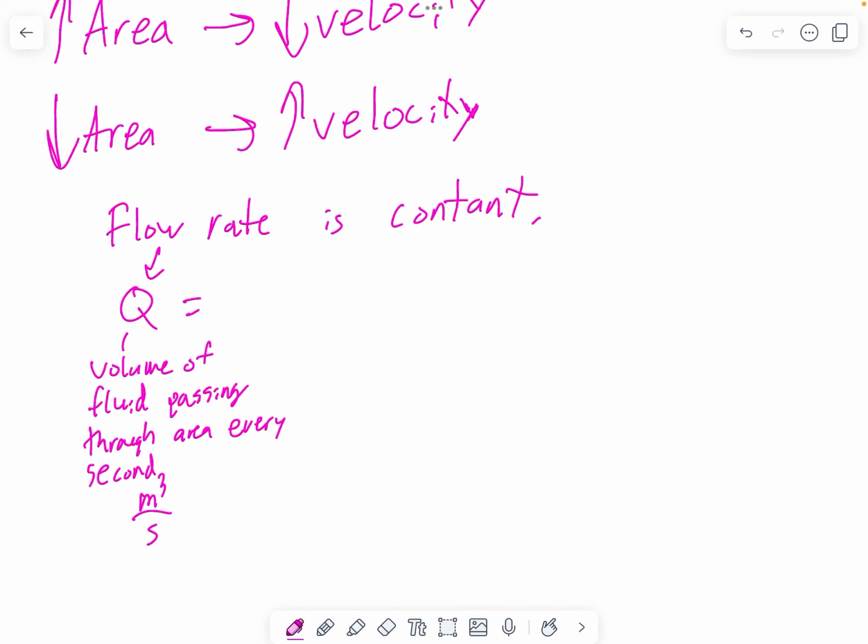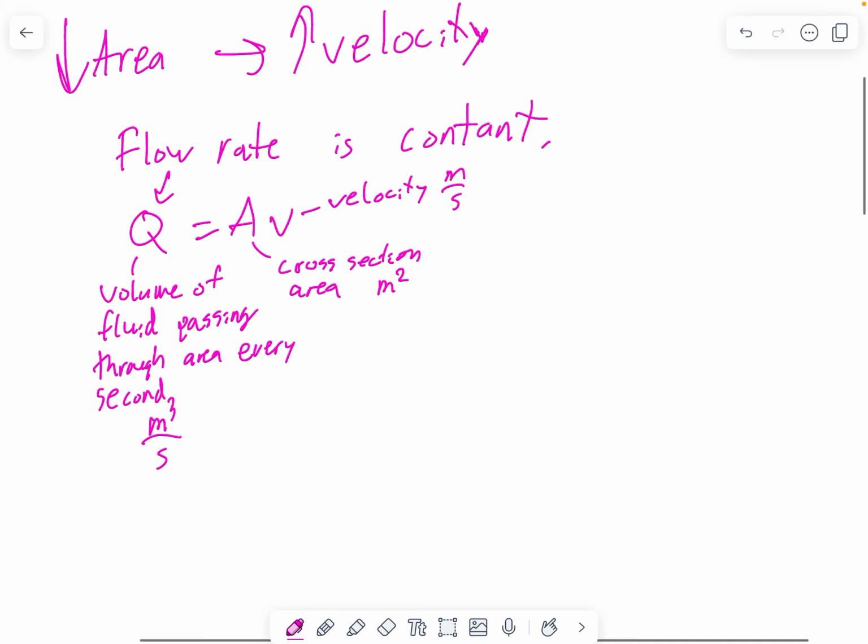And to find the flow rate, you just take the cross-sectional area multiplied by velocity. So A is cross-sectional area, and its units are, area is just meters squared. And then this V is the velocity, and its units are meters per second. So the area times the velocity of the fluid is the flow rate. And the flow rate along your pipe is going to be constant.